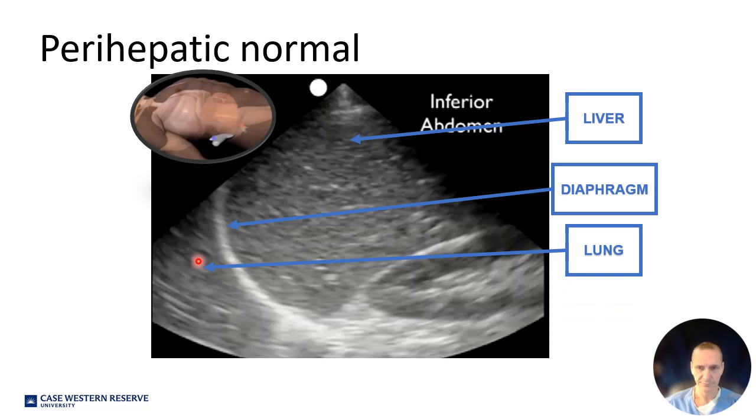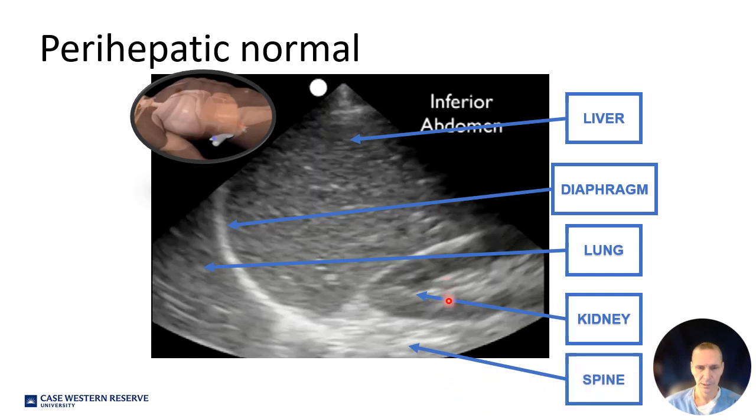Lung is here. Kidney is here. This white area is spine. So think to yourself, on the normal person, the spine travels all the way up here. However, we do not see it here. And there's a reason for that.